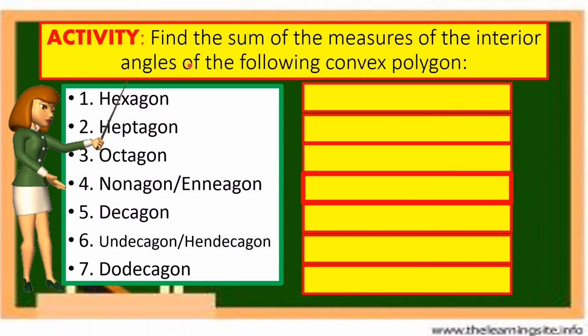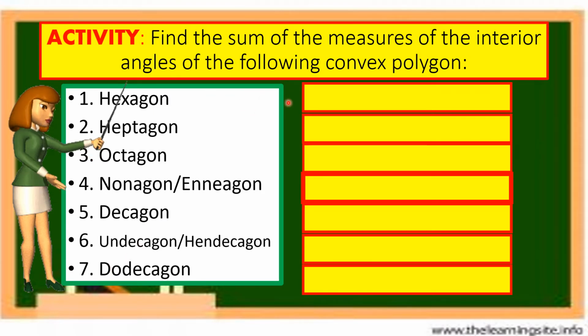The activity. Find the sum of the measures of the interior angles of the following convex polygons. Number 1 is a hexagon. A hexagon is a polygon of 6 sides. Heptagon we have 7. Octagon 8. Nonagon 9. Decagon 10. Undecagon 11. Dodecagon 12. So I'm giving you time to answer.